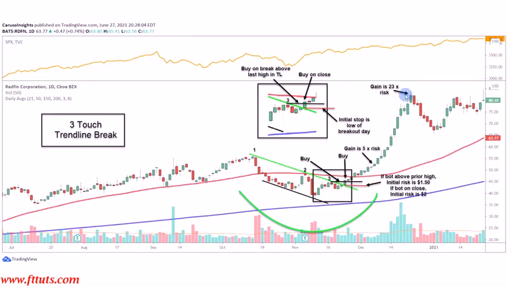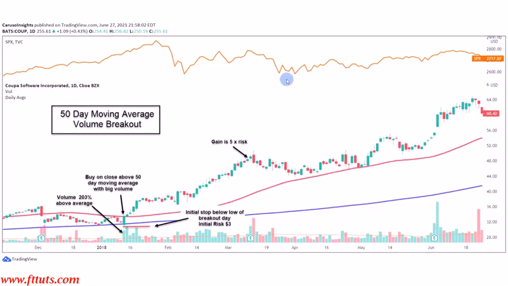So again, if you really wait for these low-risk entry points, it's not that difficult to get that initial 5 times your risk like we spoke about way at the beginning of this course. And it's important that you keep your risk very tight in order to do that, and that's what these patterns really help to deliver. So we discussed gap aways from bases as our first breakout pattern, the break of the 3-touch trend line as our second. The final pattern I want to look at here is the 50-day moving average volume breakout.